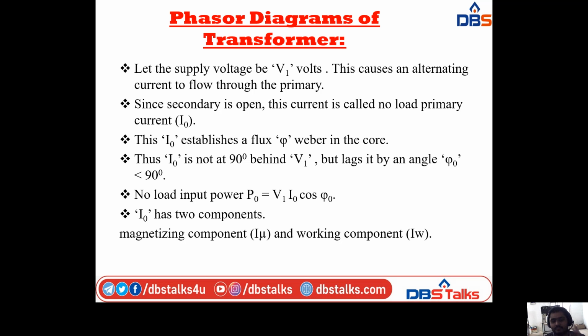Here I0, the no load primary current, consists of two components. One is the magnetizing current, also called the magnetizing component or wattless component, represented by I suffix mu, and the other is the working component, IW, which is the wattful component. If you know these two, I mu and IW, you have the I0 value, that is the no load primary current value in the no load transformer. Firstly I will discuss the magnetizing component, and next the working component.